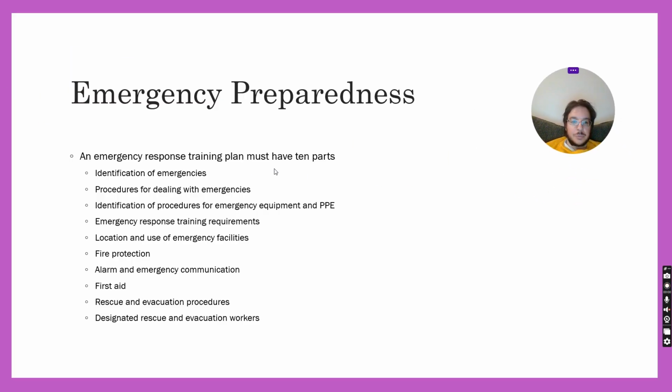So, emergency response plan has 10 parts. How do we identify an emergency? How do we deal with the emergency? What equipment do we have? Where is it? How do we use it? And then the kind of training that we need for emergency workers. So this could vary depending on the site.